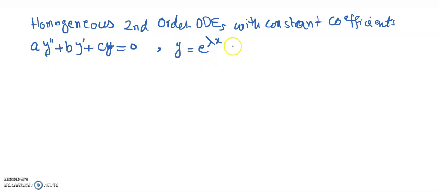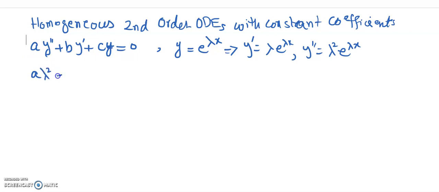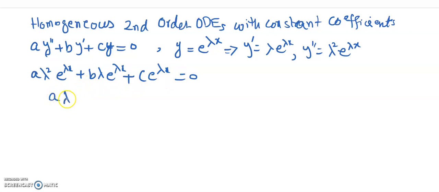Okay, and then if we apply this concept, then y prime will be equal to lambda e power lambda x, and y double prime will be equal to lambda square e power lambda x. So if we input these values over here, you will have a lambda square e power lambda x plus b lambda e power lambda x plus c e power lambda x is equal to 0. So e power lambda x is common from this equation, and therefore we get an equation a lambda square plus b lambda plus c is equal to 0.